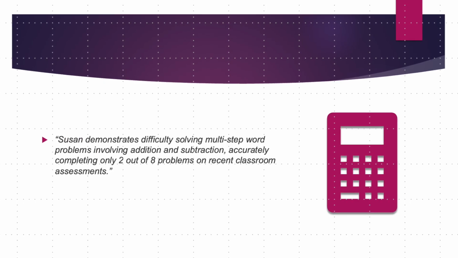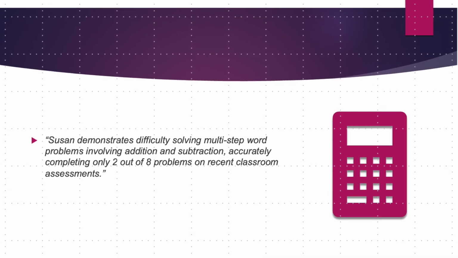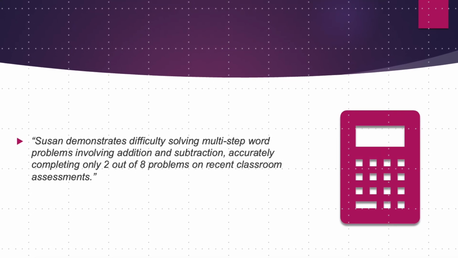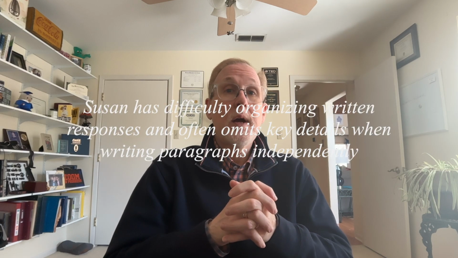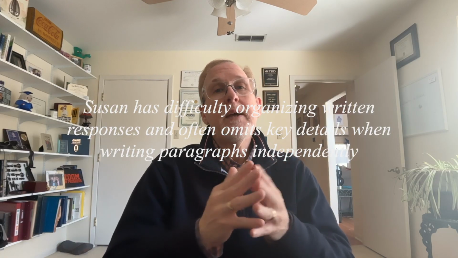Susan demonstrates difficulty solving multi-step word problems, and she has trouble with the complexity of those word problems, accurately completing only 2 out of 8 problems on a recent classroom assessment. That gives me strong data to use. Here's another example. Susan has difficulty organizing written responses and often omits key details when writing paragraphs independently. So we want to make sure that our weakness statements identify the exact skill gap, and that helps lead us directly to the measurable goal that we have to write.